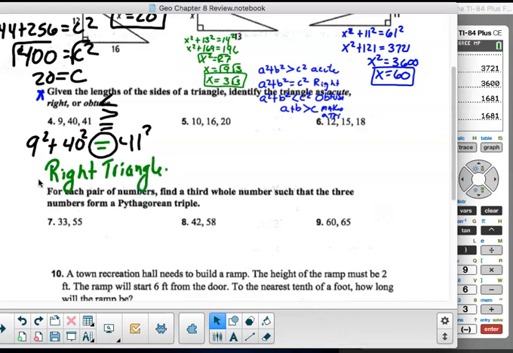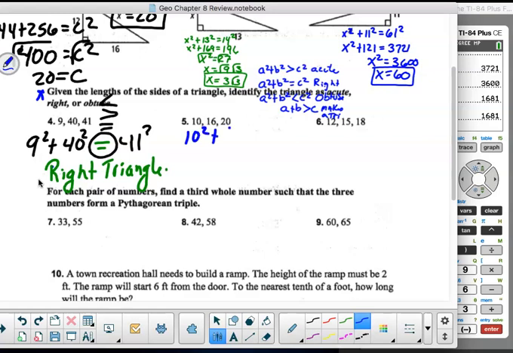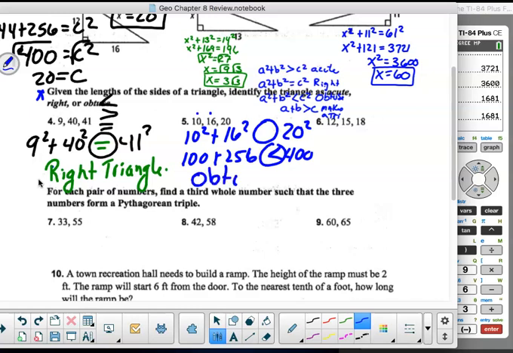Okay, my next one, 10 squared plus 16 squared. What's going to go in there? 20 squared. This is 100 plus 256, and this is 400. And now I'm looking at this, and that's 356, so that's less than. So this is going to come out as obtuse, and because of that, 10 plus 16 is bigger than 20, so 26 is bigger than 20, so this is an obtuse triangle.